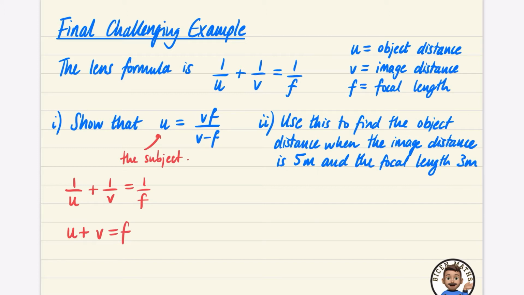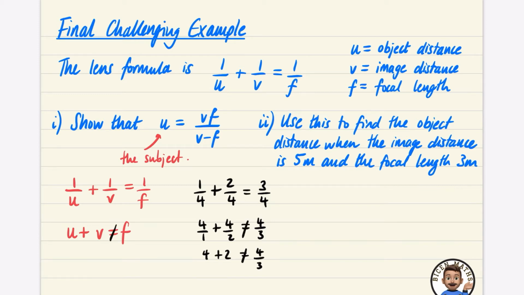So if we just think about something like 1 quarter plus 2 quarters, we know that 1 quarter plus 2 quarters is equal to 3 quarters. If I just flip them all over, I would get 4 over 1 plus 4 over 2 equals 4 over 3. But that's 4 plus 2, which clearly doesn't equal 4 over 3. So you can't do this process here of just flipping them over.